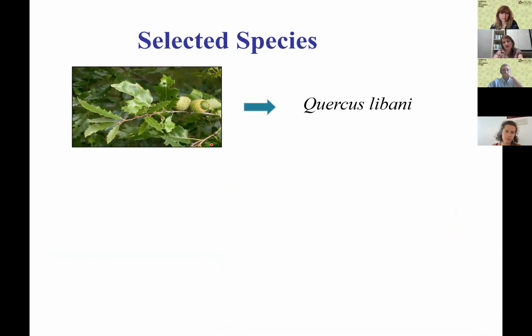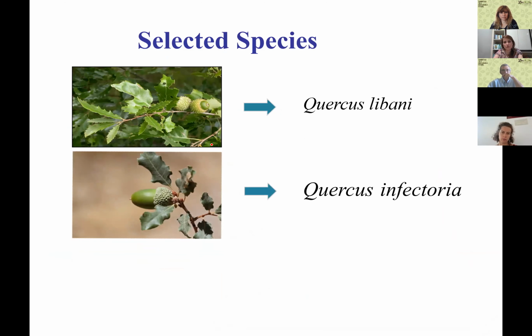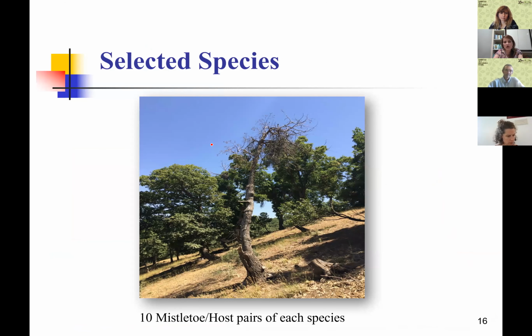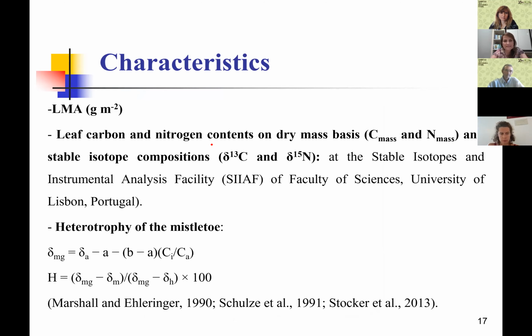Selected species were Quercus libani, Quercus infectoria, and Quercus brantii. Ten mistletoe-host pairs of each species were sampled and leaves were collected from them. The parameters that we measured in this study were LMA and also leaf carbon and nitrogen contents on a dry mass basis, and the stable isotope composition that we did at the Faculty of Science, University of Lisbon. You know better than me.